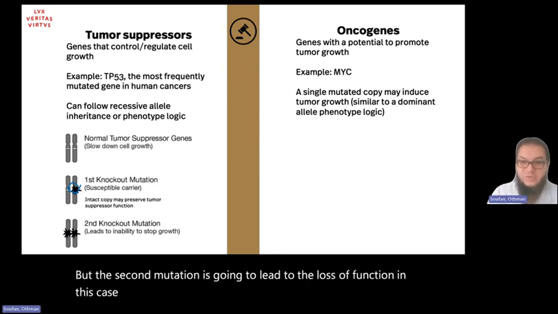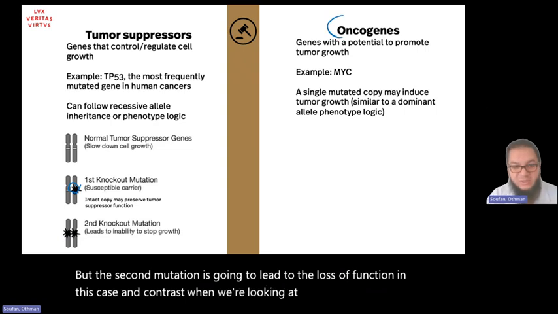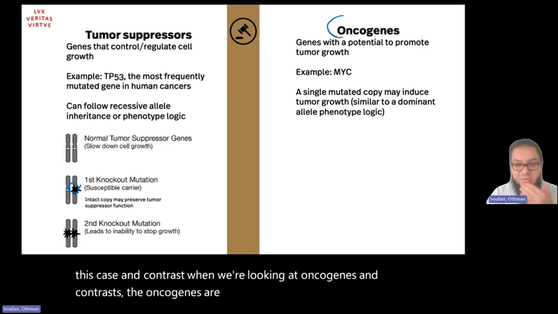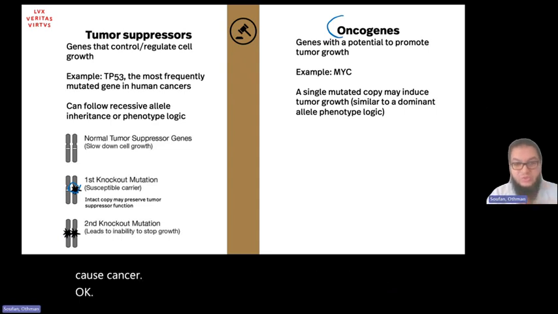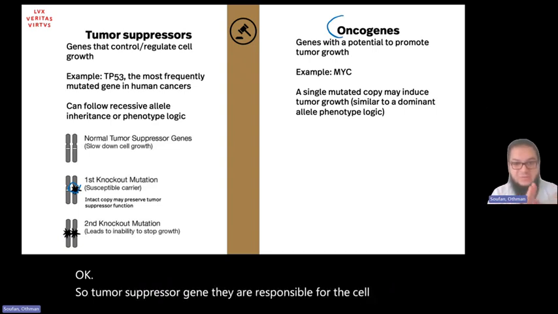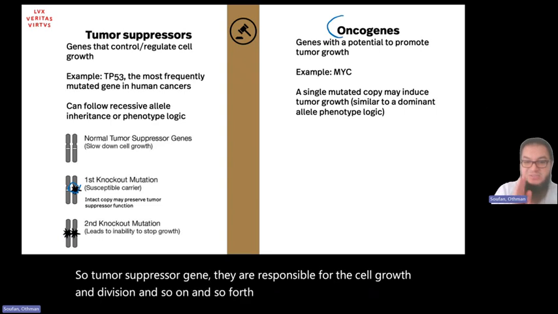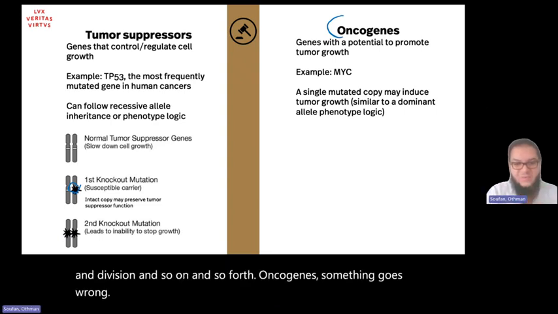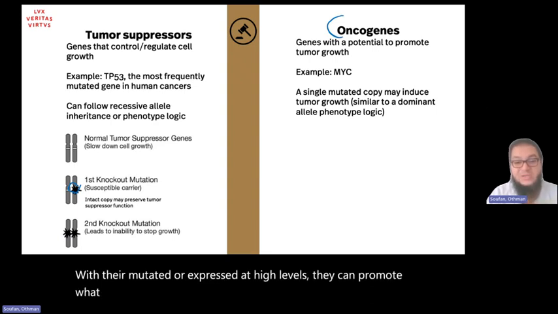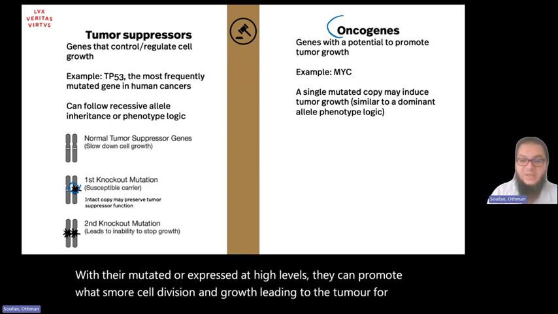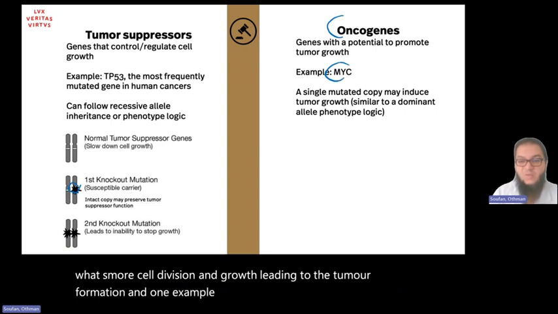In contrast, oncogenes are genes that have the potential to cause cancer. Tumor suppressor genes are responsible for cell growth and division regulation. With oncogenes, something goes wrong: when they are mutated or expressed at higher levels, they can promote more cell division and growth, leading to tumor formation. One example of these genes is the MYC gene.